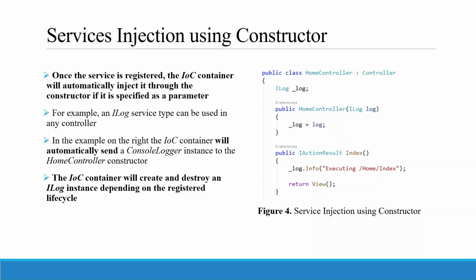Now let's see how to do it in practice. Once the service is registered, the inversion of control container will automatically inject it through the constructor if it is specified as a parameter. And here on the right we have an example. We have the home controller, and if we check the constructor, notice it receives a parameter of type ILog. Okay, that's our service. The inversion of control container will inject or create an instance of that service. In this case, it will automatically send an instance of type console logger that we can use in this controller.